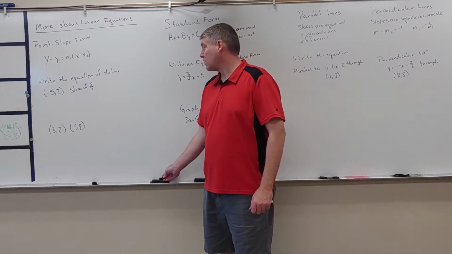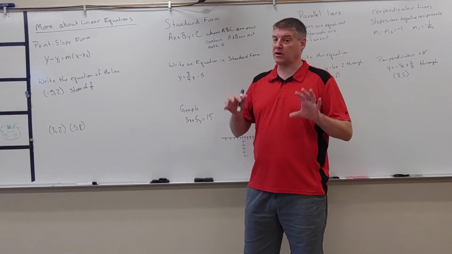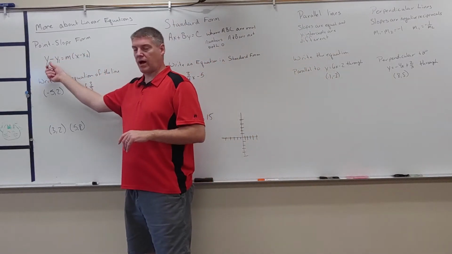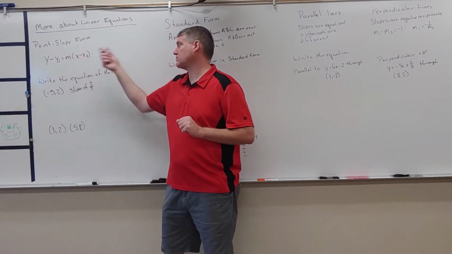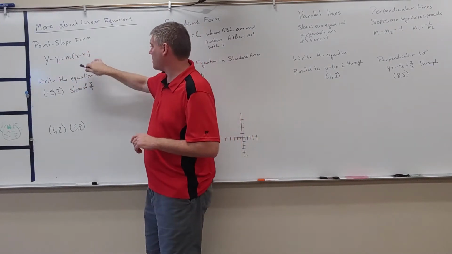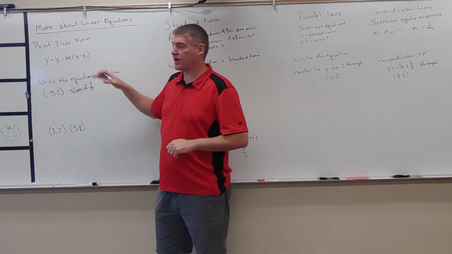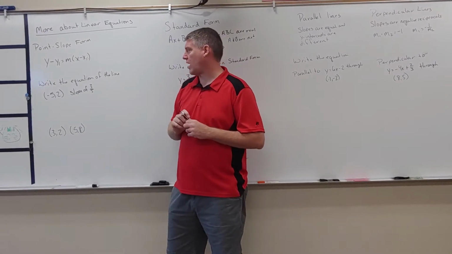Alright, we're going to talk more about linear equations. So the first one we're going to talk about is point slope. Point slope form is y minus y sub 1 equals m times the quantity x minus x sub 1. And y sub 1 and x sub 1 are the coordinates of the point on the line.